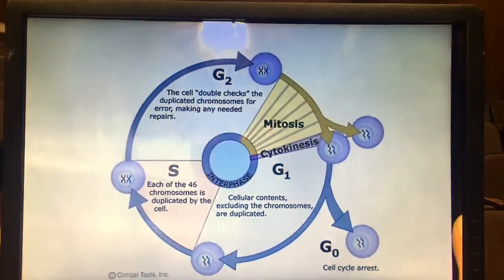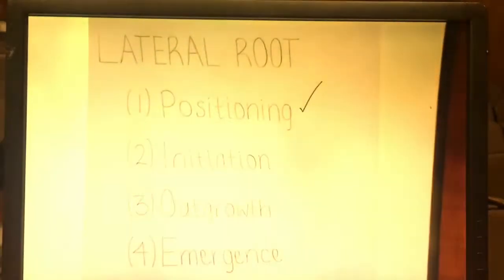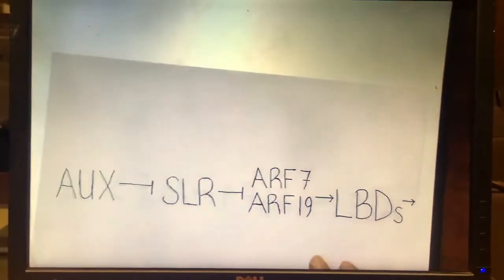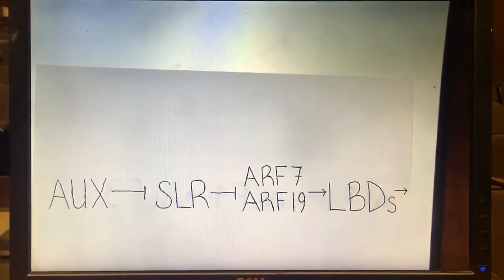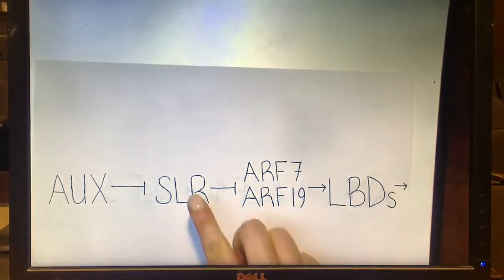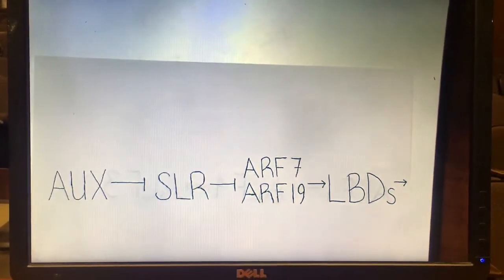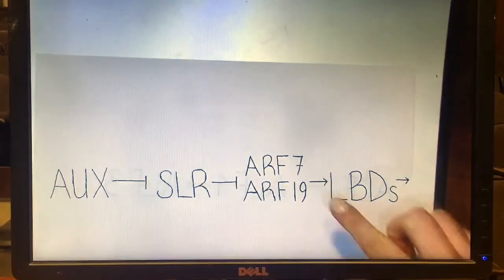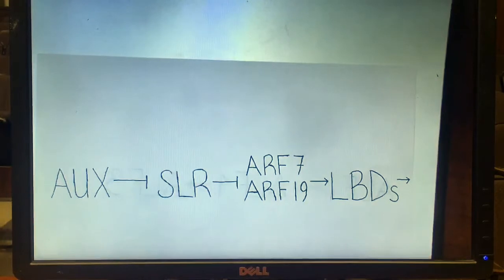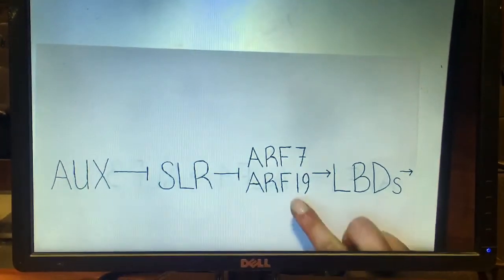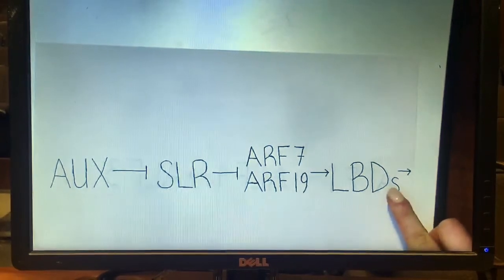There are multiple pathways to activate lateral root initiation. We will talk about 2 of them. The first pathway acts in a similar way to the triple response pathway. When auxin is present, it deactivates solitary root proteins. Solitary root proteins are negative regulators of the lateral root initiation pathway and work to inhibit the auxin response factors, ARF, transcription factors. When the solitary root proteins are inactivated, ARF7 and ARF19 are free to switch on lateral organ boundary domain proteins, or LBDs.